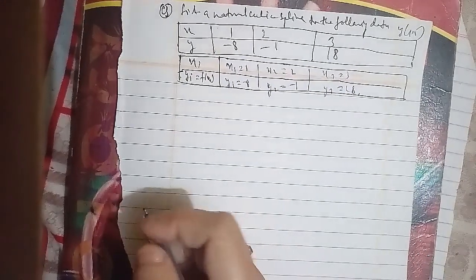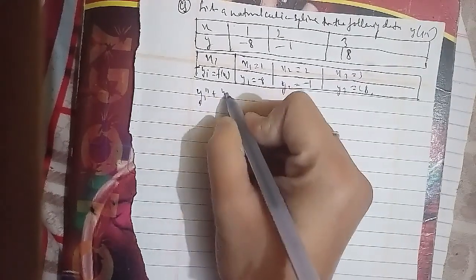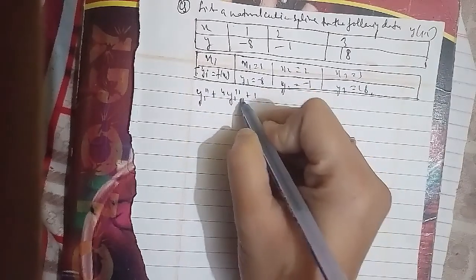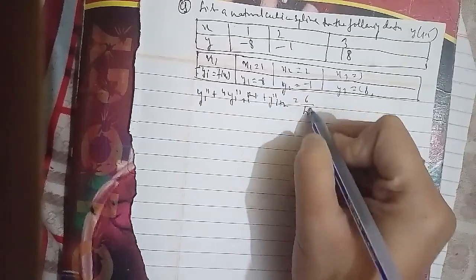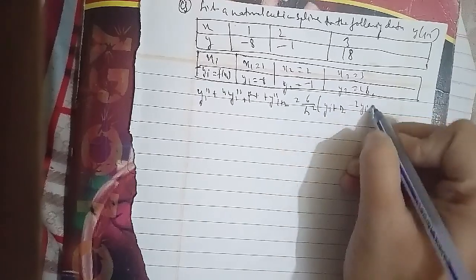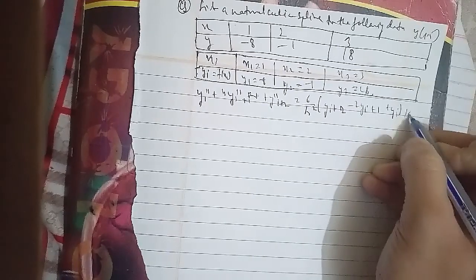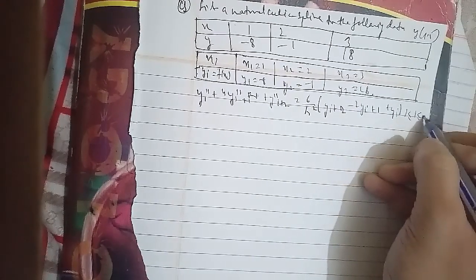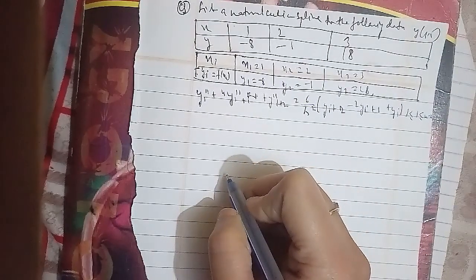y(i) double dash plus 4 y(i plus 1) double dash plus y(i plus 2) double dash equals 6 upon h square times (y(i plus 2) minus 2 y(i plus 1) plus y(i)). That is the condition, where 1 is less than or equal to i less than or equal to n minus 2, with n equals 3, and here i equals 1 is the only value. With i equals 1, the above equation we get, and for the same we'll be finding it out.